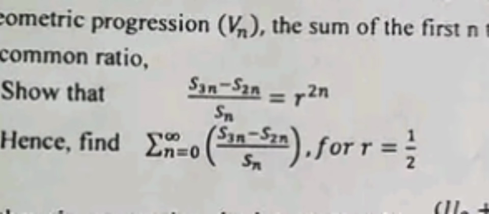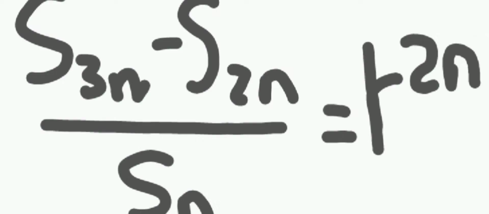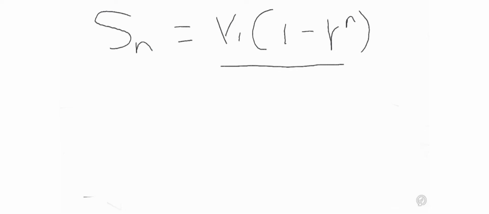So we have to show that if Sn is equal to V1 into bracket 1 minus R raised power n over 1 minus R. Remember, or recall from the question we just solved, Vn is our last term of the GP.